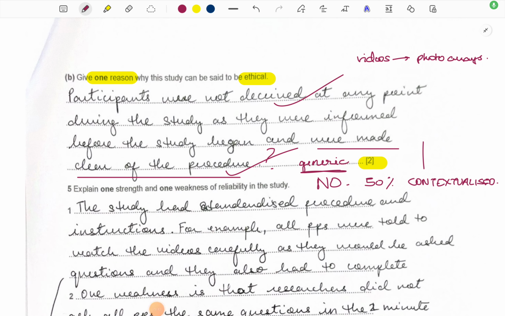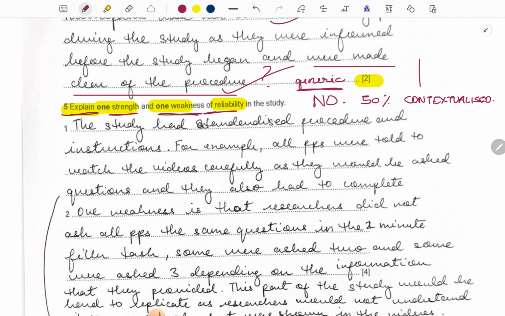Okay, so the next question reads, explain one strength and one weakness of reliability in the study. One strength, one weakness, reliability, command term: explain. All of these are very important wordings of the question, so I've repeated them. This answer has been written really well.